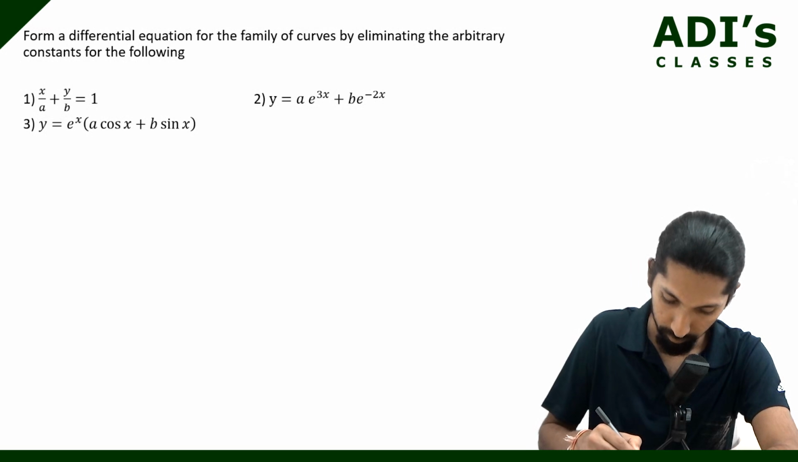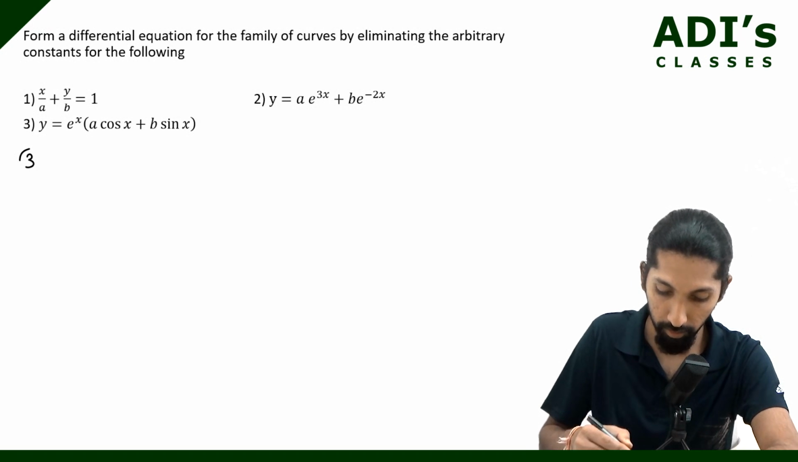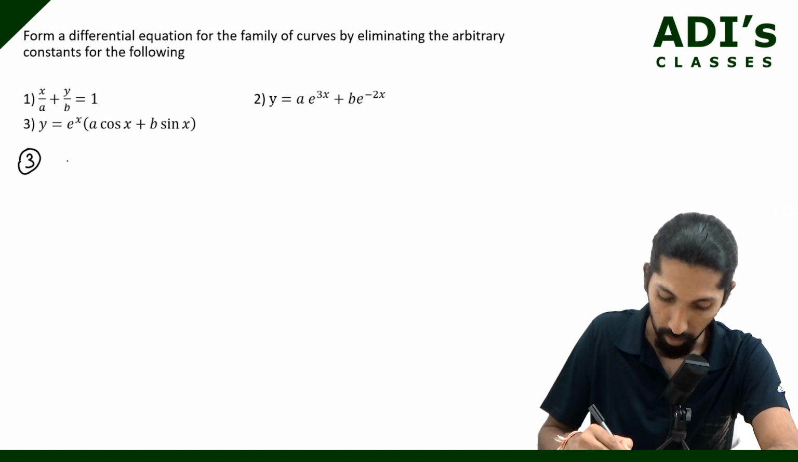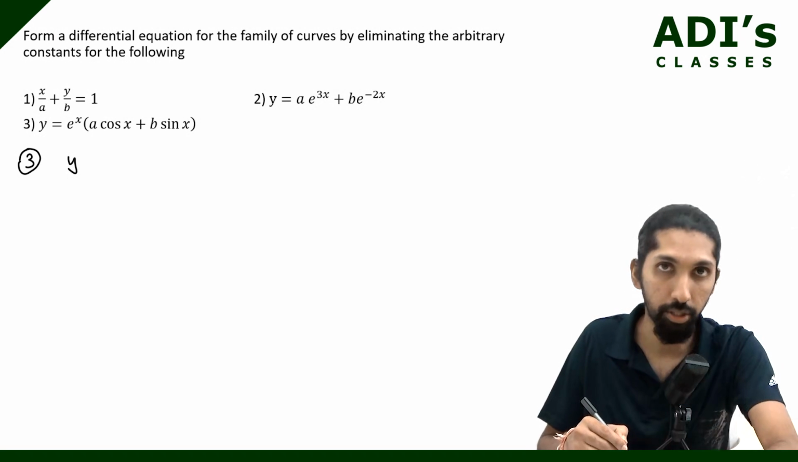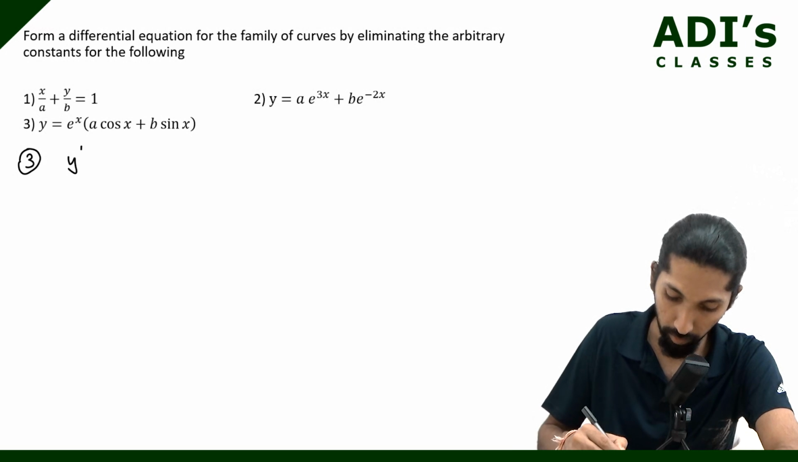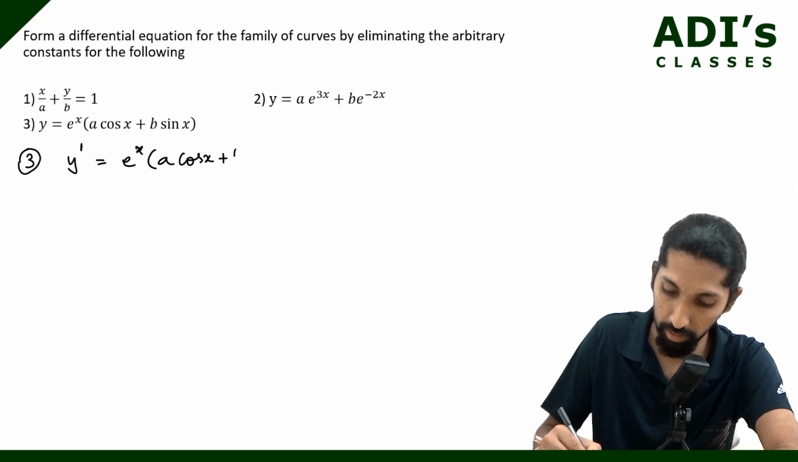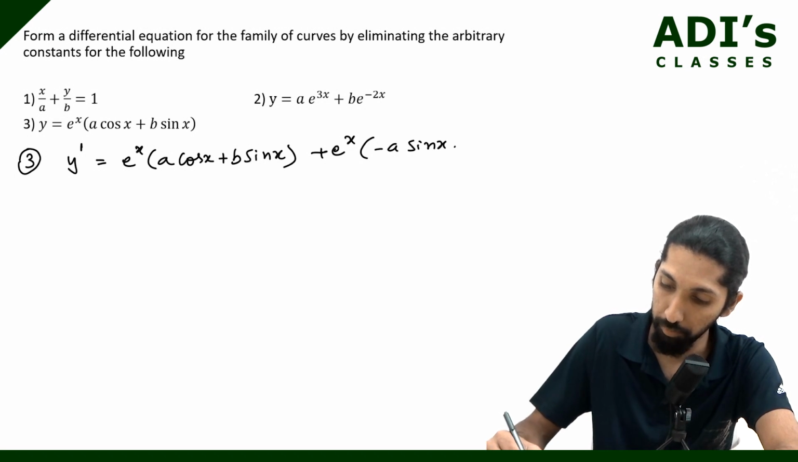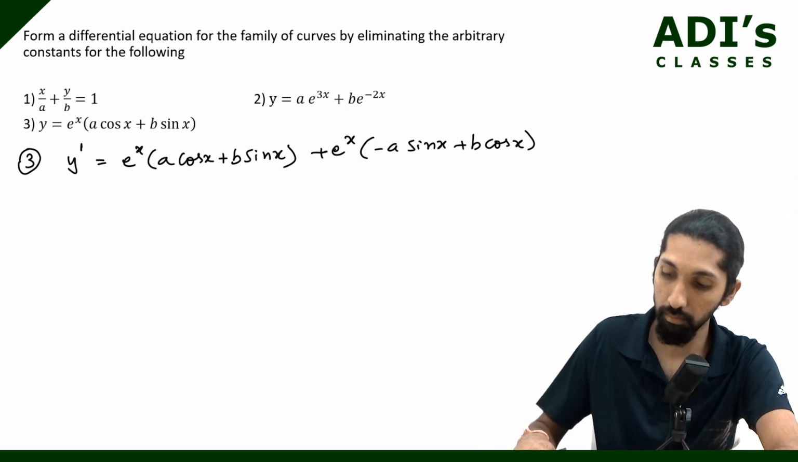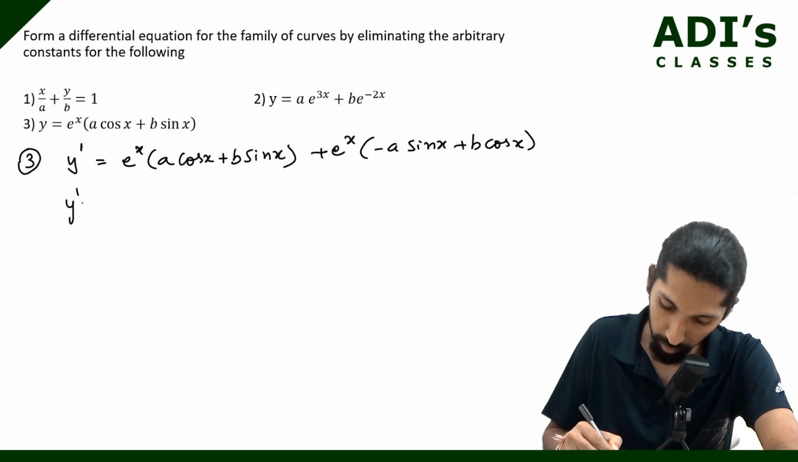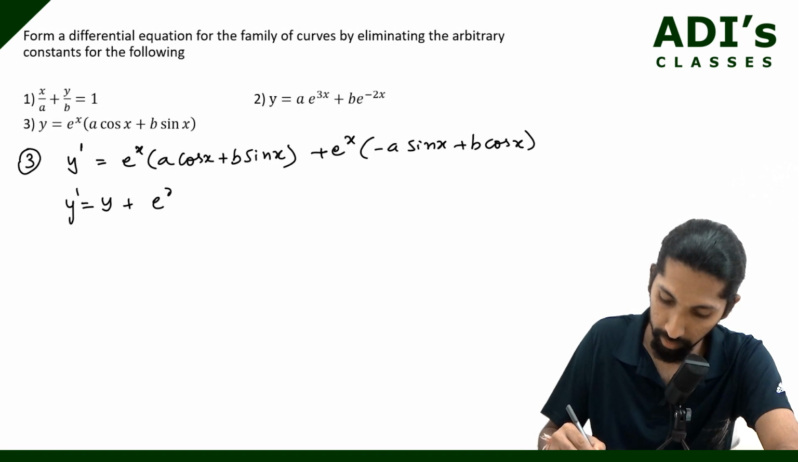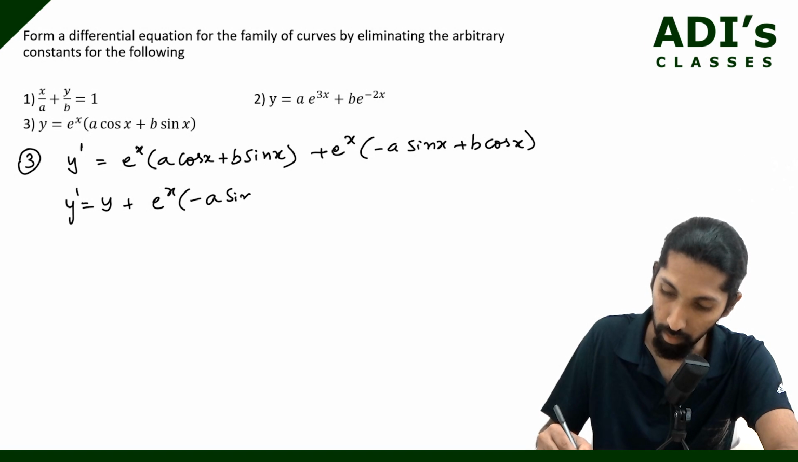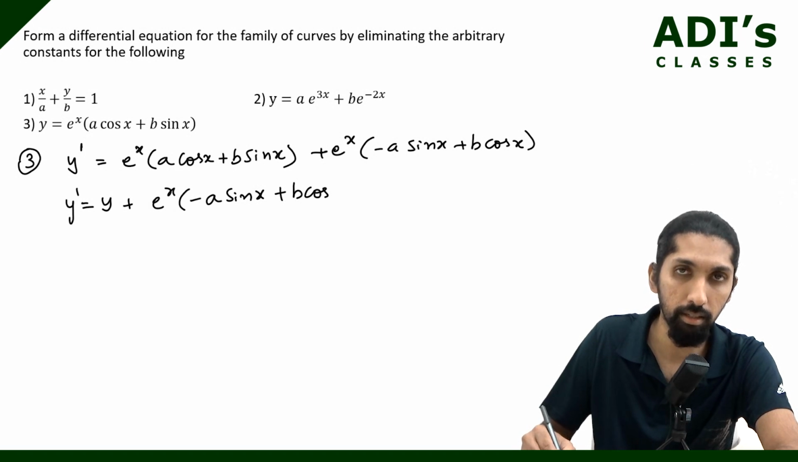See the third one? Now what you have is y is equal to... directly you differentiate, okay? Because you know what's going to happen with that. So y dash is equal to e power x into a cos x plus b sin x, plus e power x into minus a sin x plus b cos x, correct? So y dash is equal to y plus e power x into this, isn't it? Which is a pretty direct way of writing the statement.